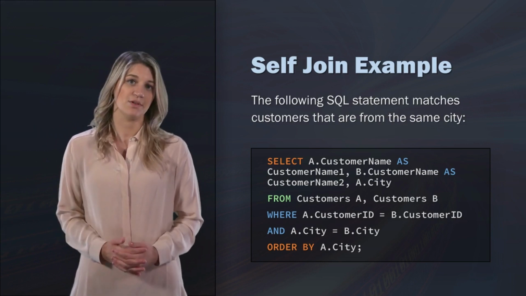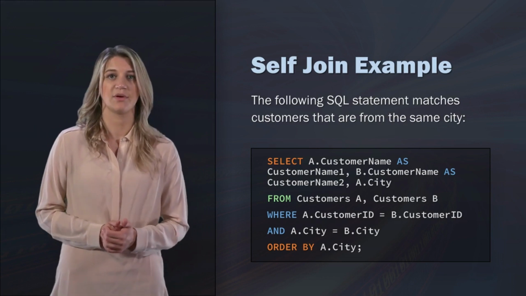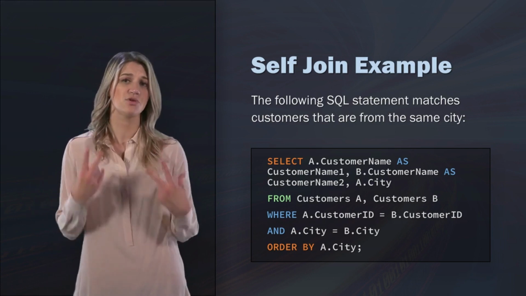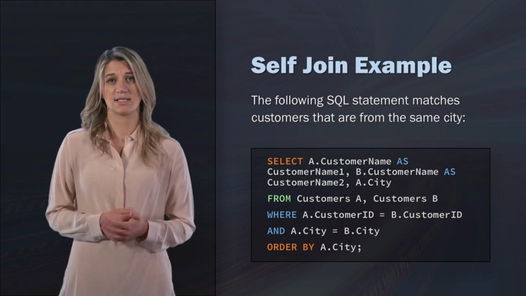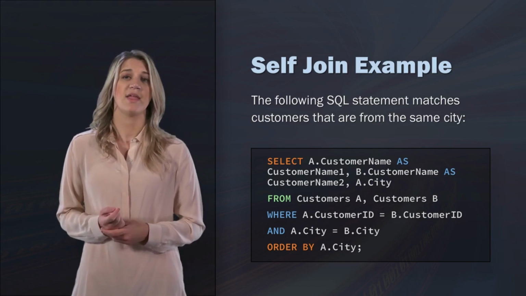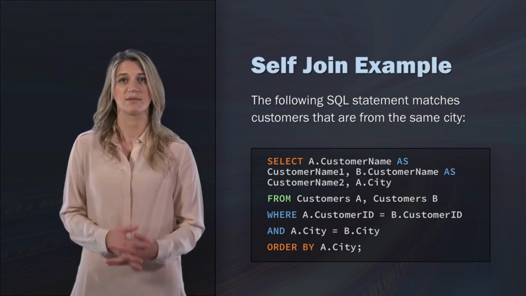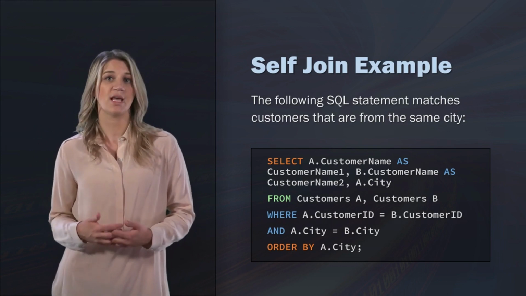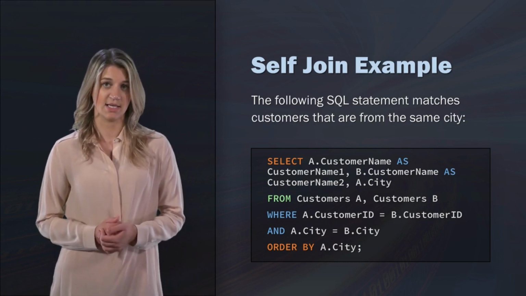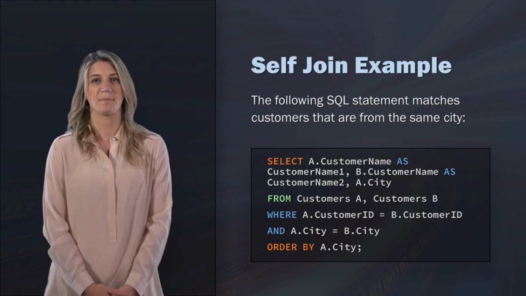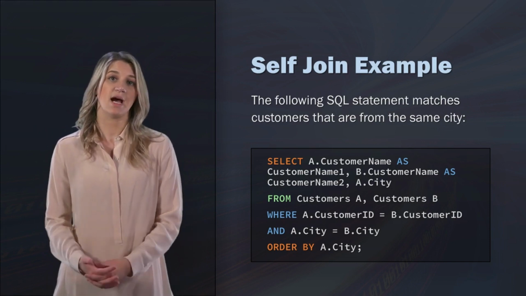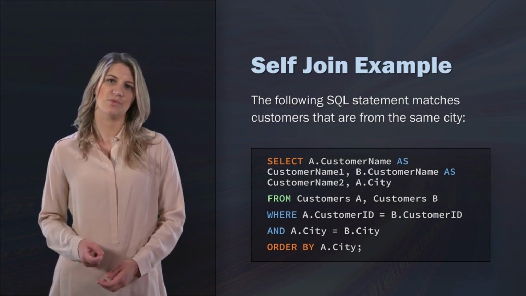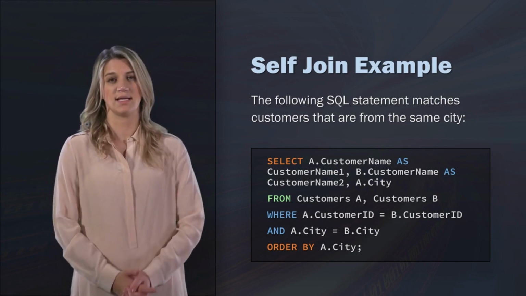To get these tables, we are listing out the same table, customers, 2 times, but you can see we're qualifying it in 2 different ways. First, it's customers as A, and then the second time it's customers as B. To join on itself, we're going to say where A.customerID equals B.customerID, and city, A.city equals B.city. And then just to make it easier to read, we will order by A.city.